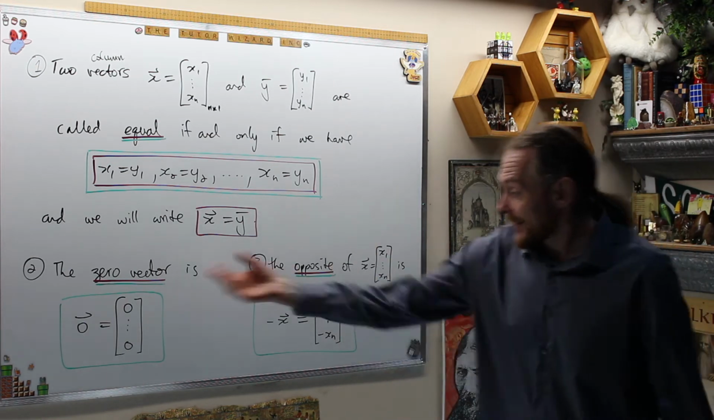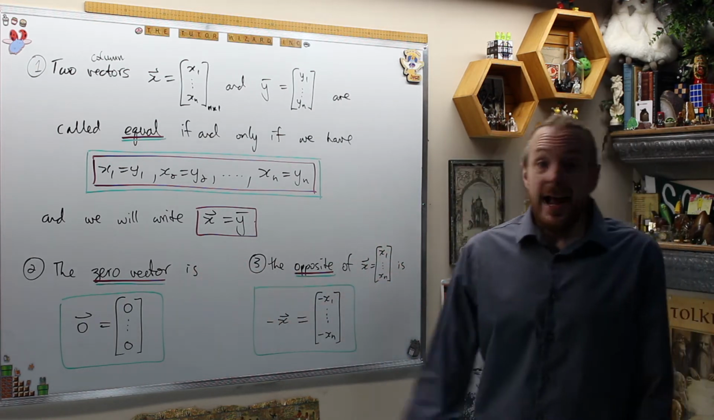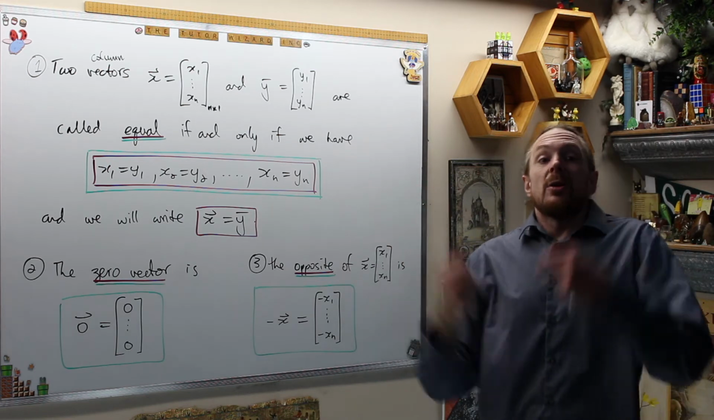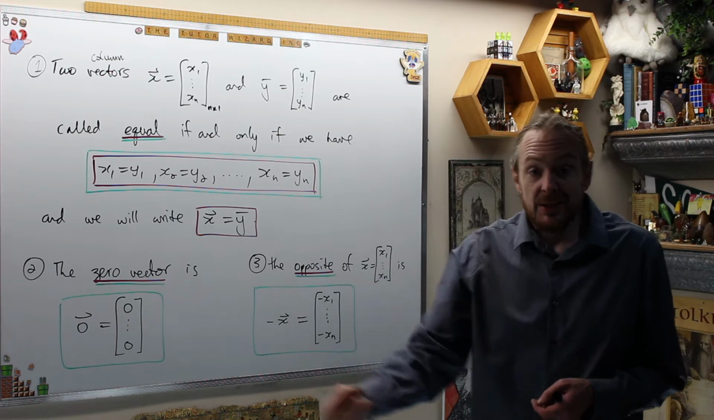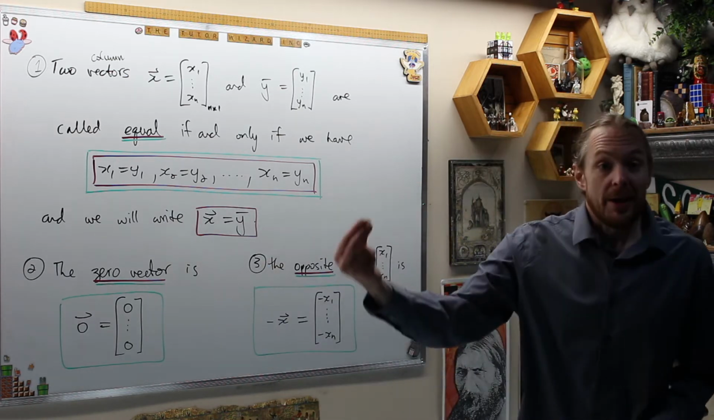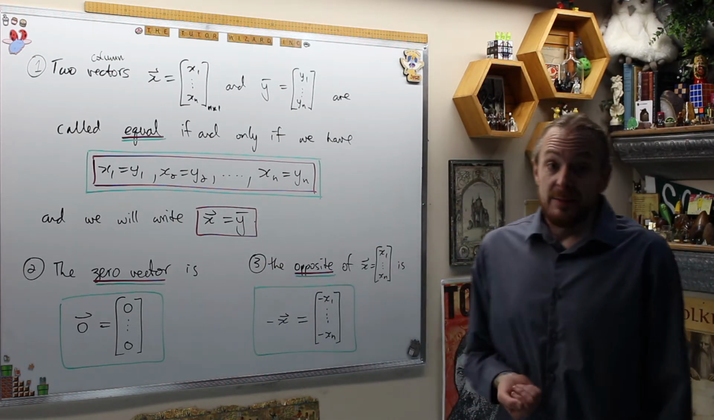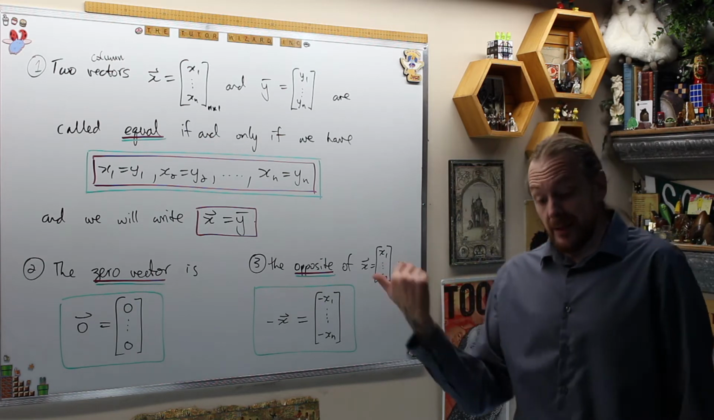Given these guys, the zero vector, the opposite vector, and equality, we can now show that this vector space Rn with addition, scalar multiplication, the zero vector, and the number 1, in fact, forms a vector space over the real numbers. Let's do that.